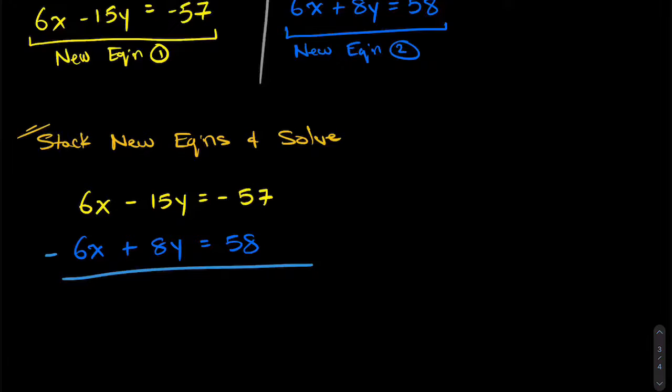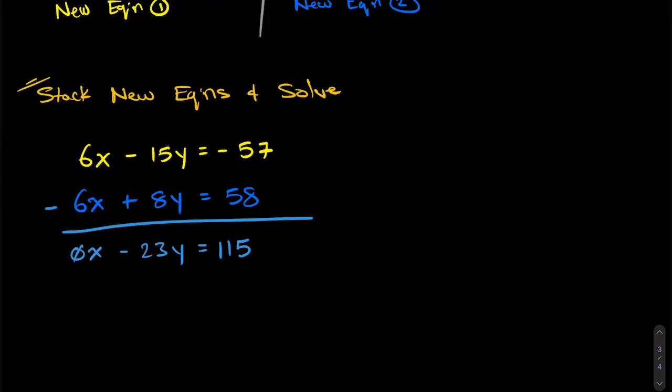So 6x minus 6x is just 0x. Negative 15y minus positive 8y, that's negative 15 minus 8, which is negative 23y. Equals negative 57 minus 58. We plug that in, and we get negative 115. Okay. My voice cracked. So we get negative 23y equals negative 115.